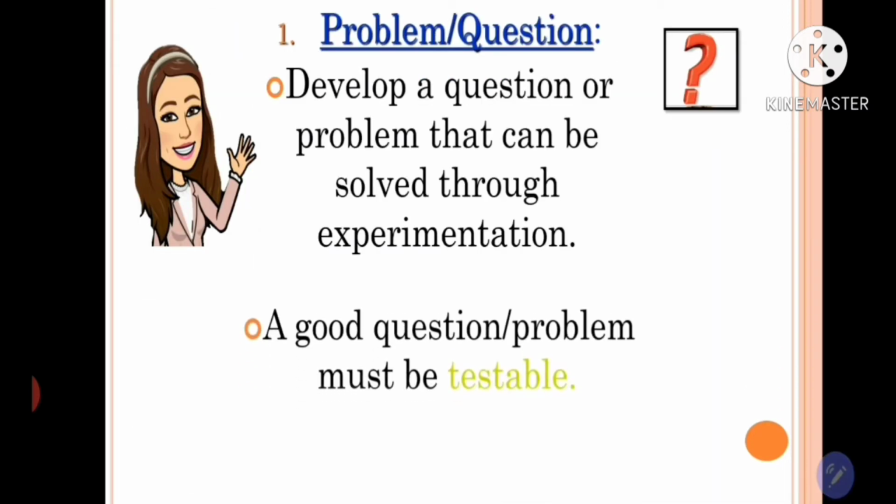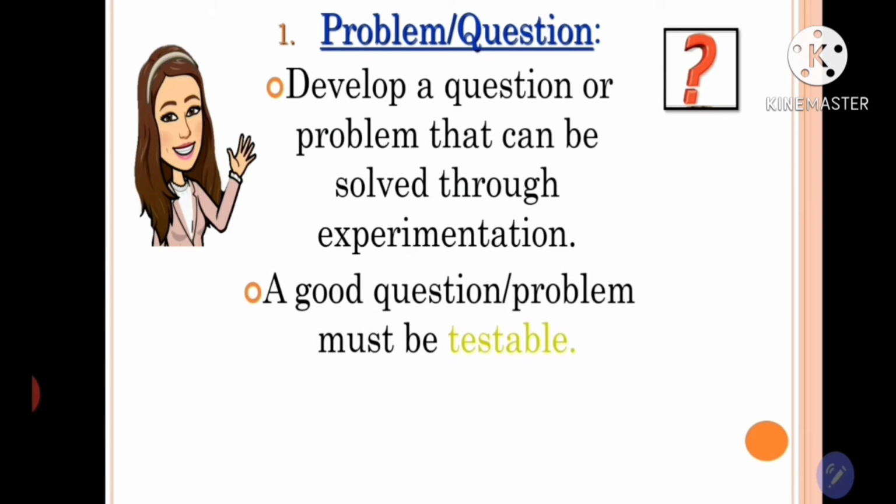Okay, so let's talk about the first part, which is the problem or question. We must develop a question or problem that can be solved through experimentation. You need to look for a problem or question that can be tested through experimentation. A good question or problem must be testable. And a good problem must be in HATS form. The first step of scientific method is to ask a question. You have to remember that.